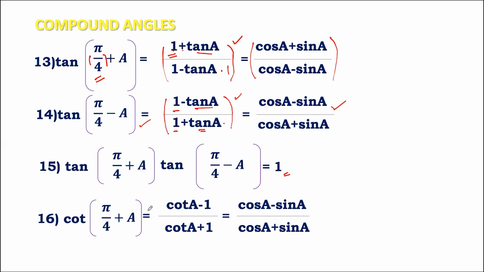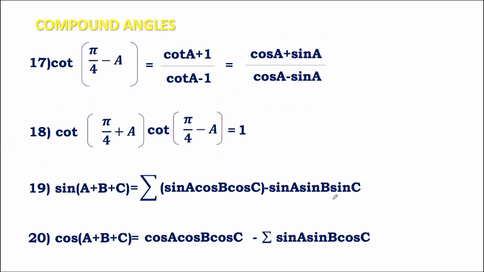For cot, again, we can apply the same thing, the formula (cot A cot B minus 1) upon (cot B plus cot A), and convert this into sine form. With this formula, again, we are getting the product as 1 only.